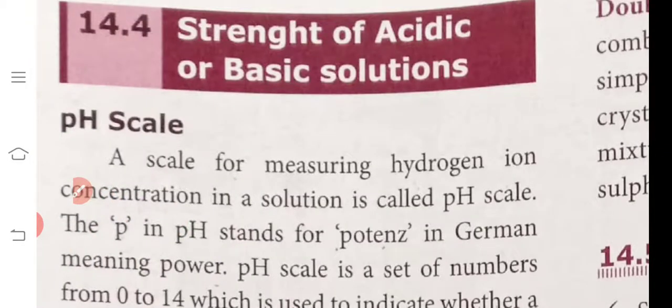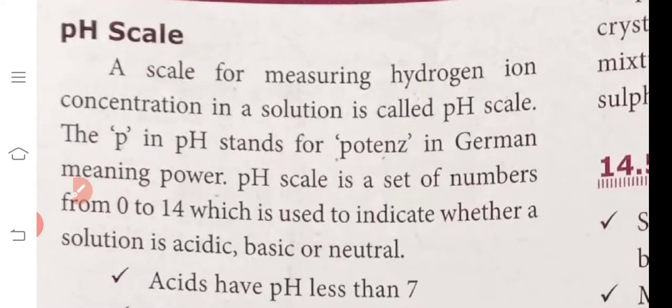Okay, next one, strength of acidic or basic solution. How to calculate the strength of acidic and basic solutions? That instrument is called the pH scale. P means power, potence. A scale for measuring hydrogen ion concentration in a solution. Which ion concentration? Hydrogen ion concentration in a solution is called the pH scale. pH stands for potenz, in German meaning power.